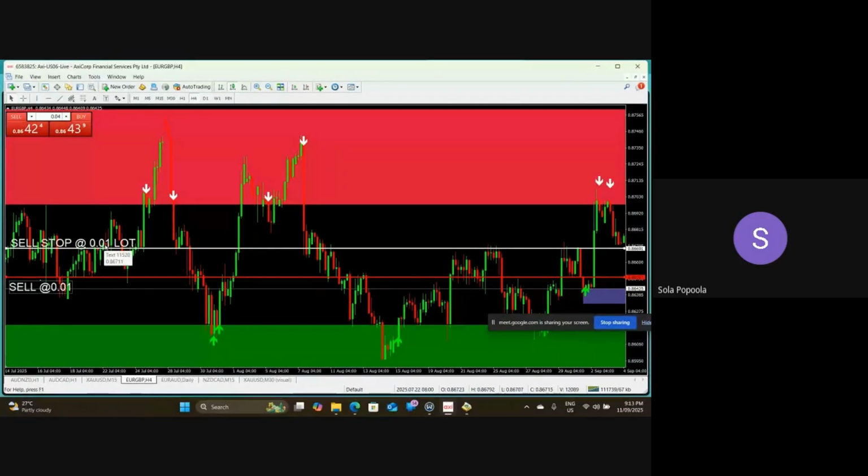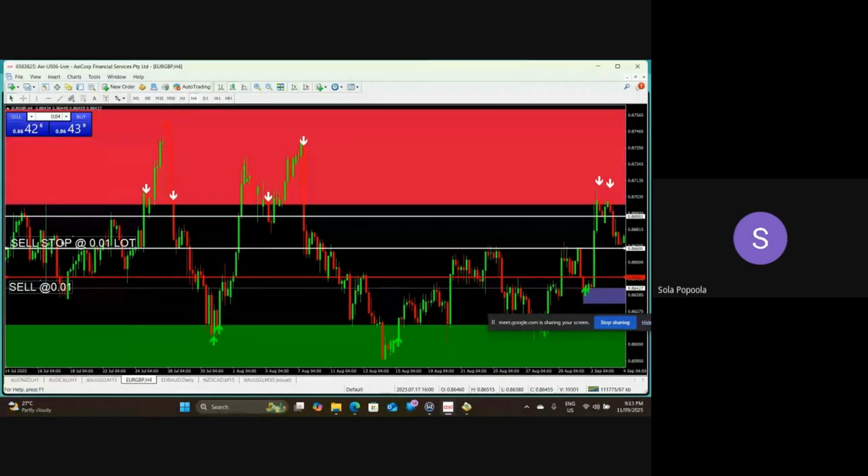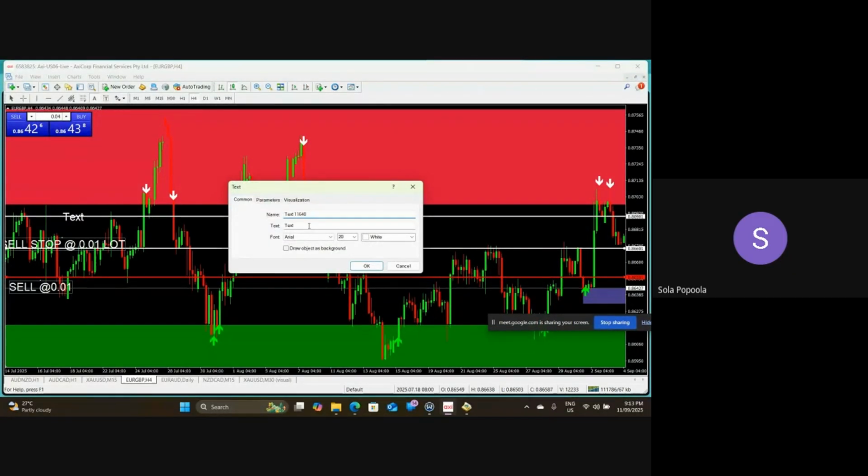But unfortunately, the market did not come down. It continued to go up. Let's see it again. If it goes up again by another distance, we say take another trade. This time again it is going to be a sell, guys. It's going to be a sell stop. Let's put a sell stop here. So we have what we call another sell stop.